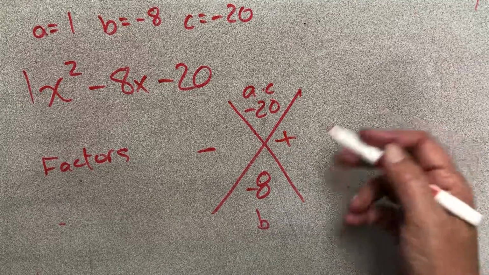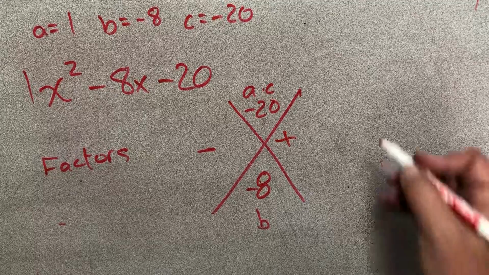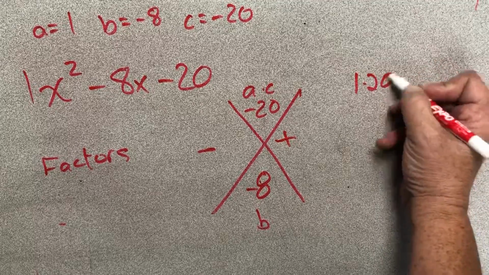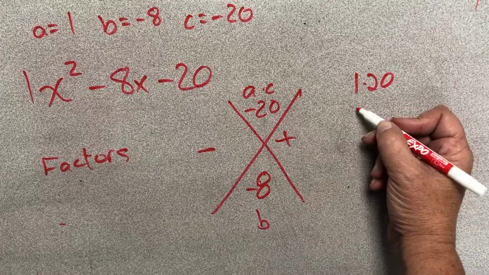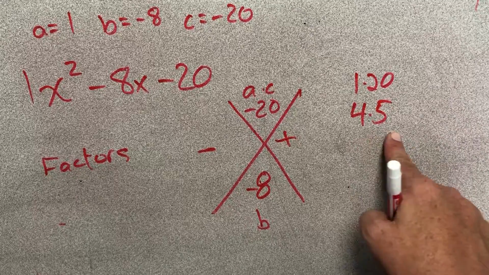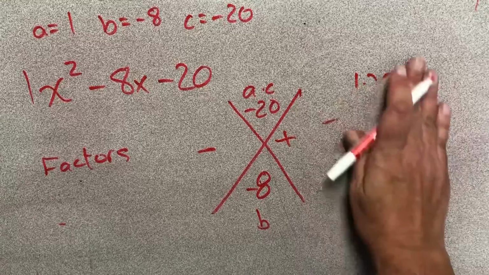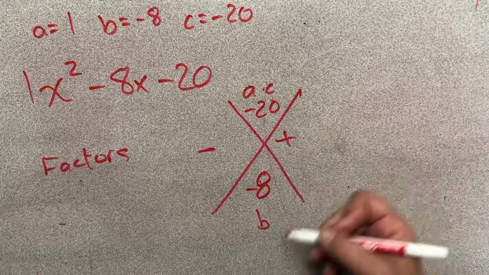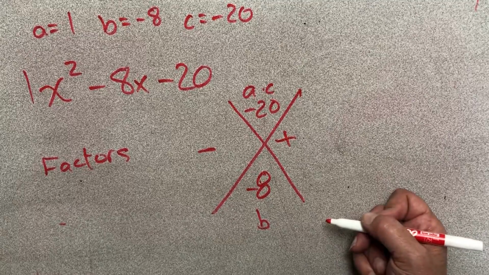Okay. Let's say I can't think of it right away. I'm just going to go down the list. 1 times 20, that equals 20. But it's not going to get me negative 8. What about 4 times 5? I'm going out of order on purpose. If I multiply 4 times 5, that'll get me negative 20, but it won't ever add up to 8. So what is next? 2 and 10, right? 2 times 10 is 20. I can subtract them and get negative 8.